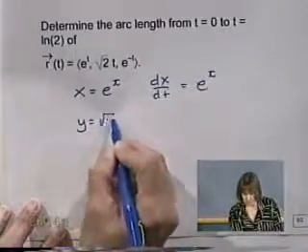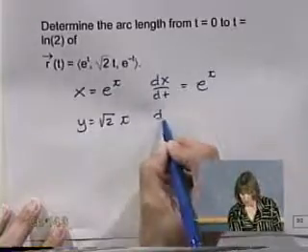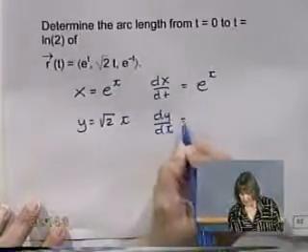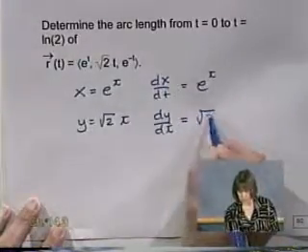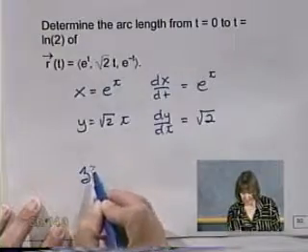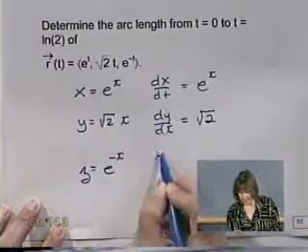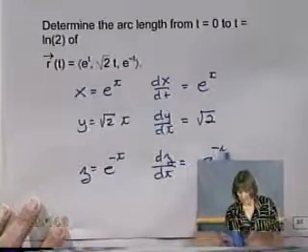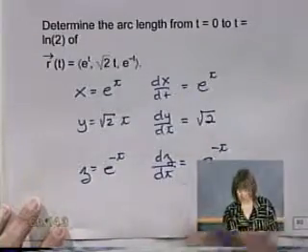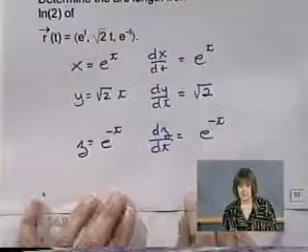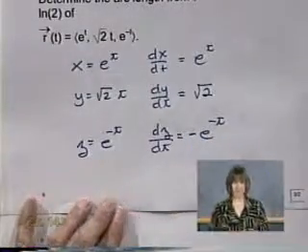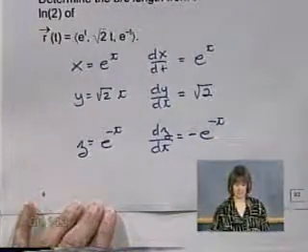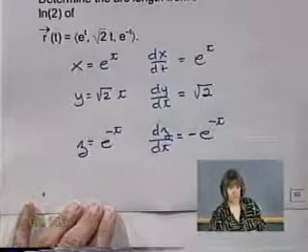Y is square root of 2 times t, so dy dt is just going to be what? Square root of 2. And z is e to the minus t, so dz dt is going to be e to the minus t times the derivative of minus t, which is a minus 1. Okay, now I have to put these into my formula.